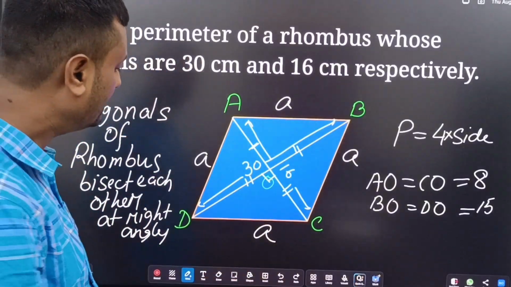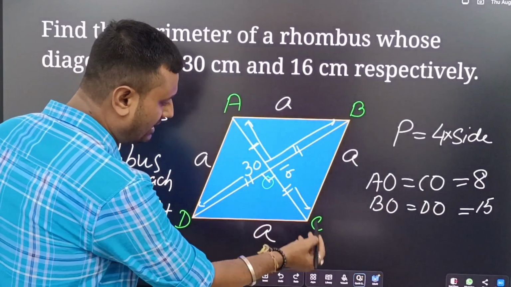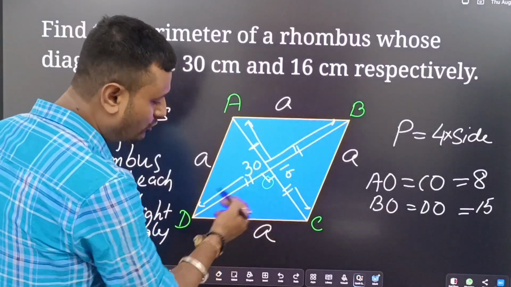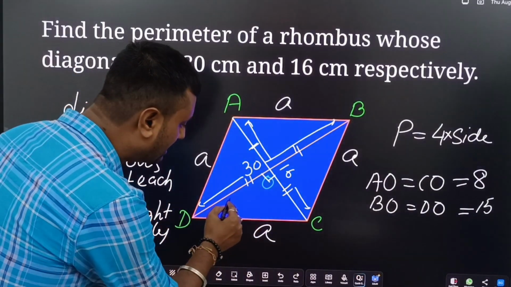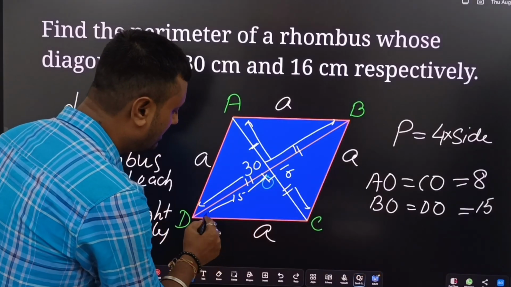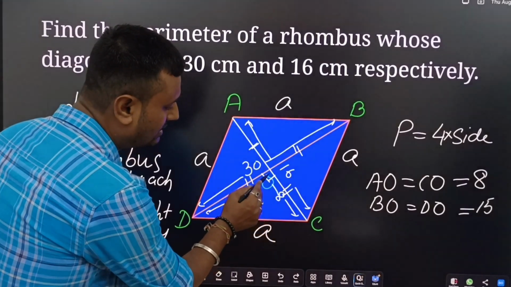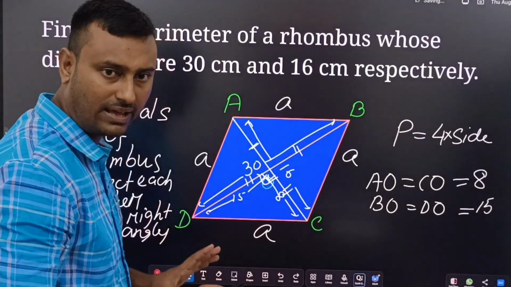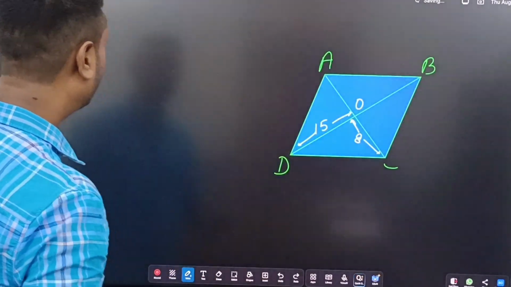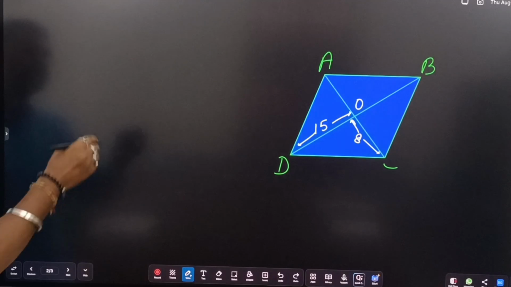If this angle is 90 degree, that means we can take this triangle. Suppose I am taking triangle COD. We have taken triangle COD. In COD, how much did this side come out? 15. How much did this side come out? 8, right? And this angle is also 90 degree, so we can apply Pythagoras. Okay, so how can you solve? You have to write. You can write this. The solution.